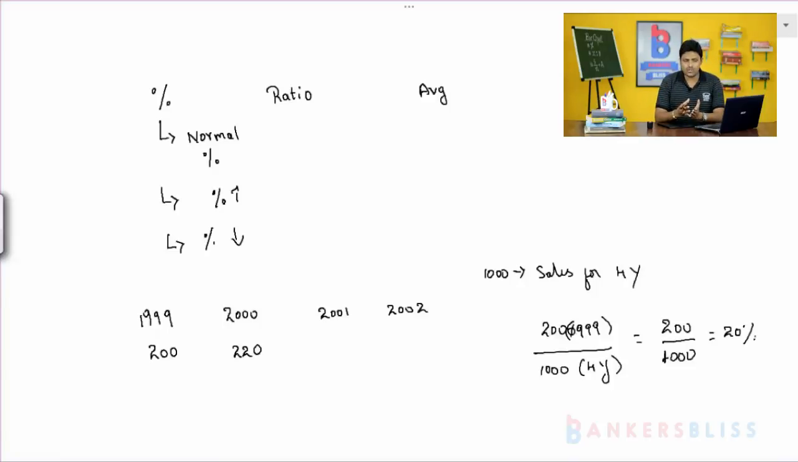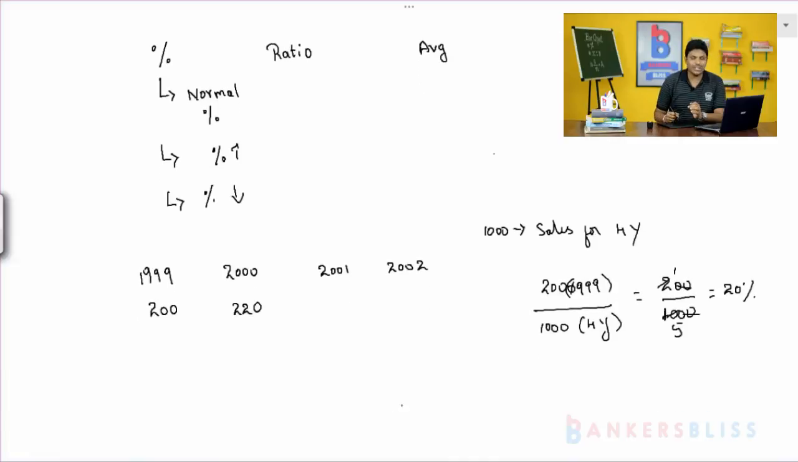How to calculate percentages, we have already discussed in the percentage topic. Once again let me repeat. If you simplify both the numerator and denominator, it is 2 by 10, which is nothing but 1 by 5, and 1 by 5 is nothing but 20 percentage.